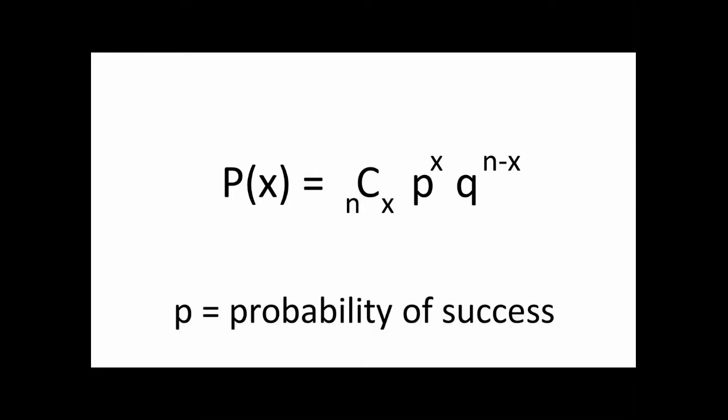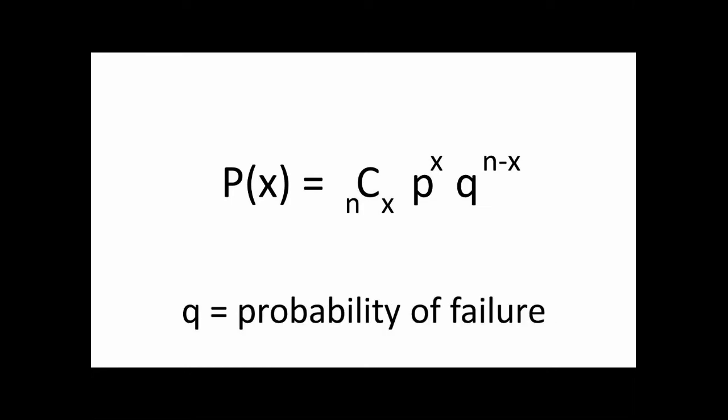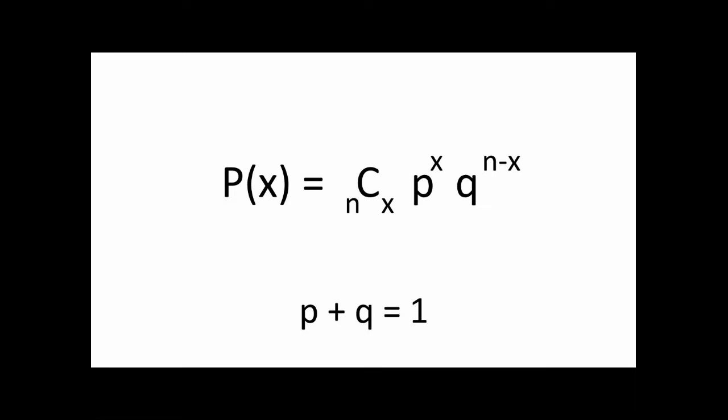In these problems, little p stands for the probability of success, and little q stands for the probability of failure. Since there are only 2 possible outcomes, success or failure, then p plus q equals 1, so q equals 1 minus p.